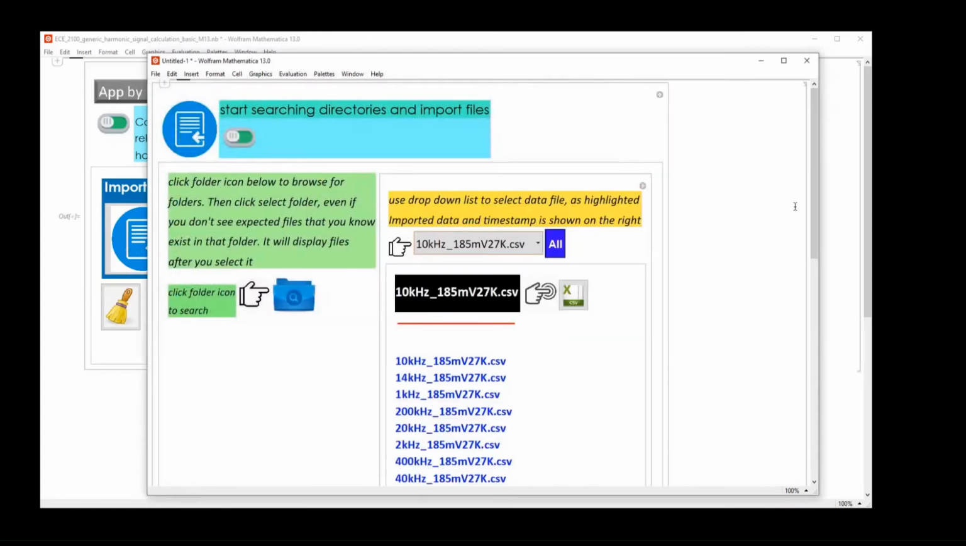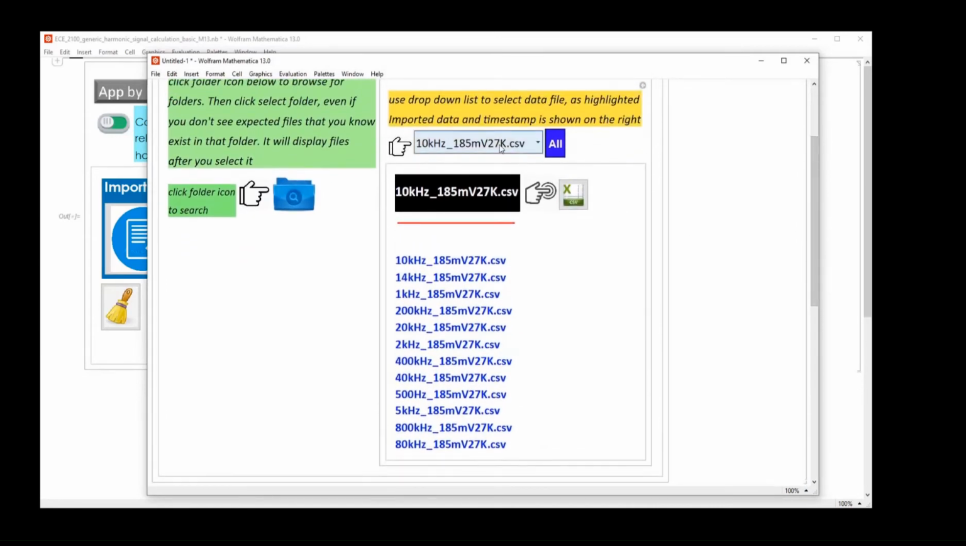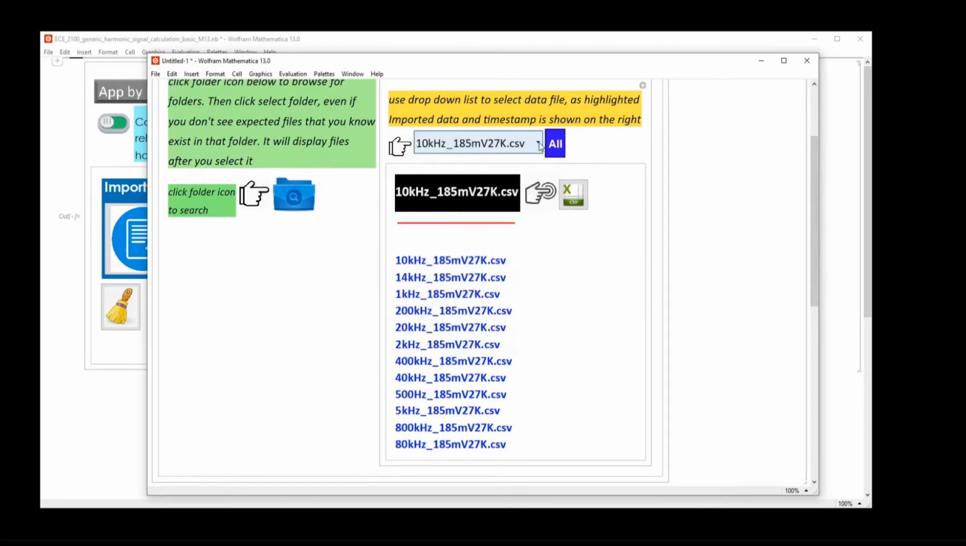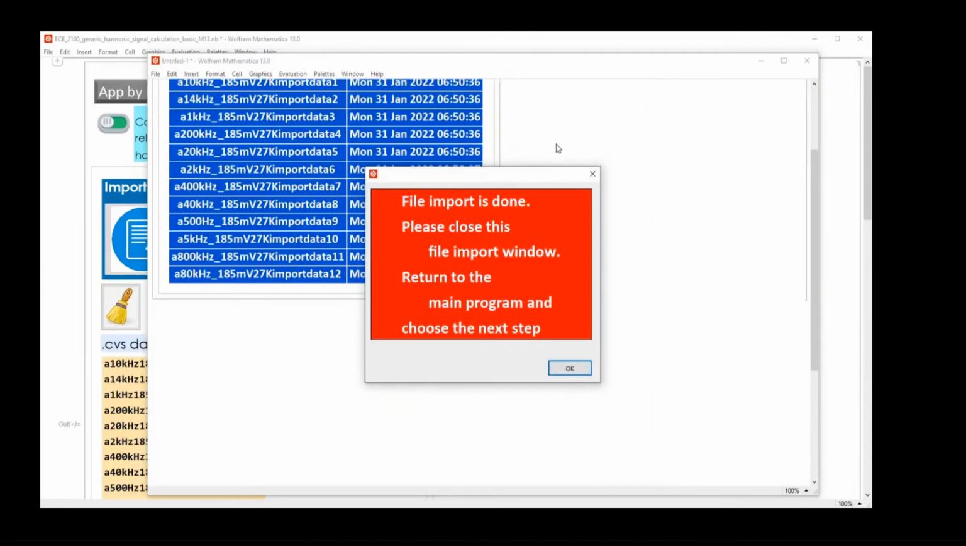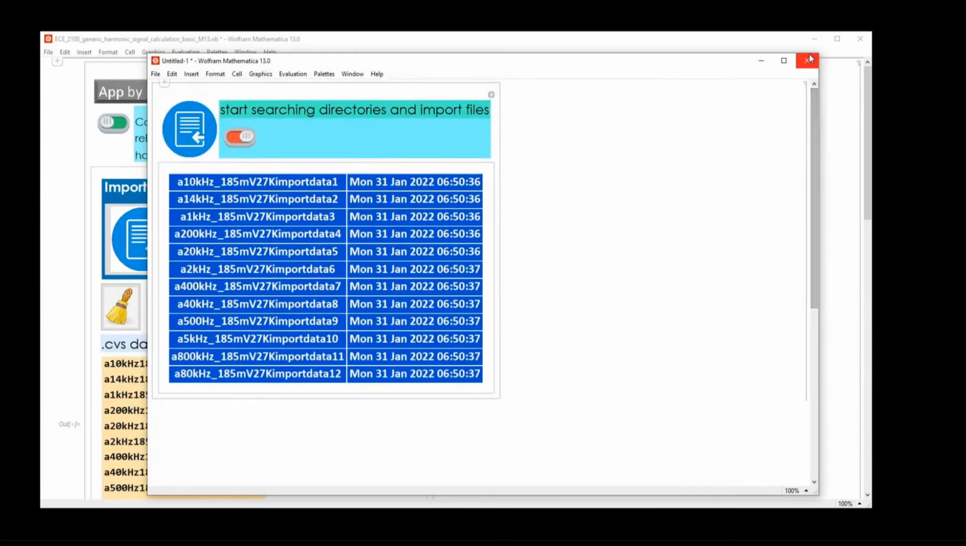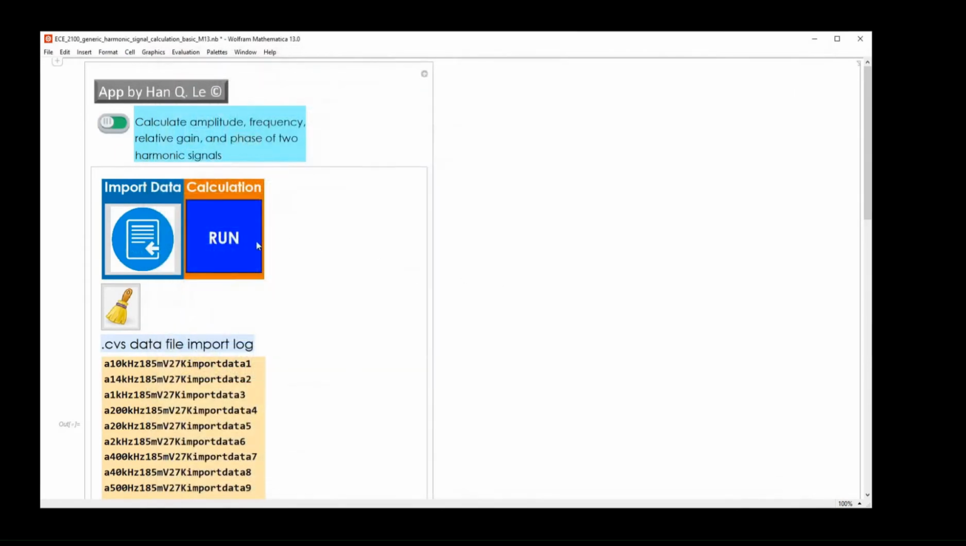If all the data files listed are relevant, select Import All. Wait while the app is importing the files, which may take several seconds, then close all the data import windows. Then click Run. It may take many seconds to minutes to run the calculation, and the outcome are two files.